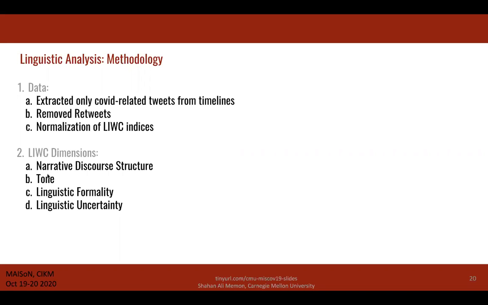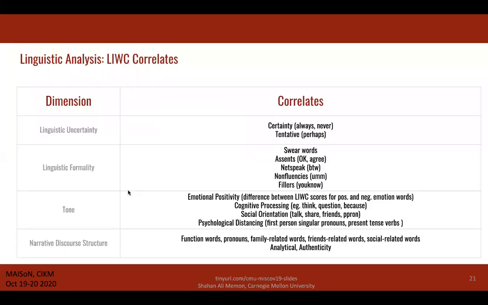In this case, we are looking at 4 dimensions in particular. These include narrative discourse structure, tone, which describes how positive a given text is, linguistic formality, and linguistic uncertainty. We look at linguistic uncertainty because in the past, the literature has suggested that dense communities with high echo chamberness tend to be more certain of their behavior, and we want to test it within the COVID-19 communities as well. The different correlates of each of those dimensions are here. Just to go through one example, for linguistic uncertainty, words such as always and never are negative correlates, and perhaps is a positive correlate of linguistic uncertainty.